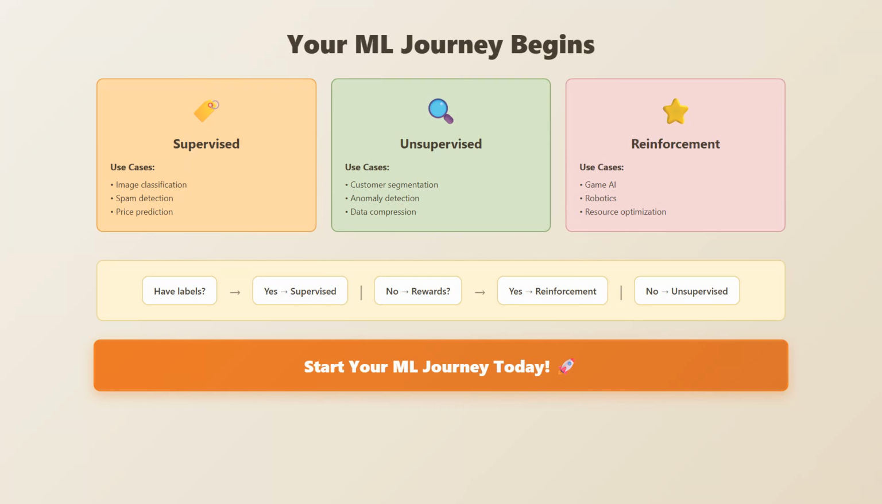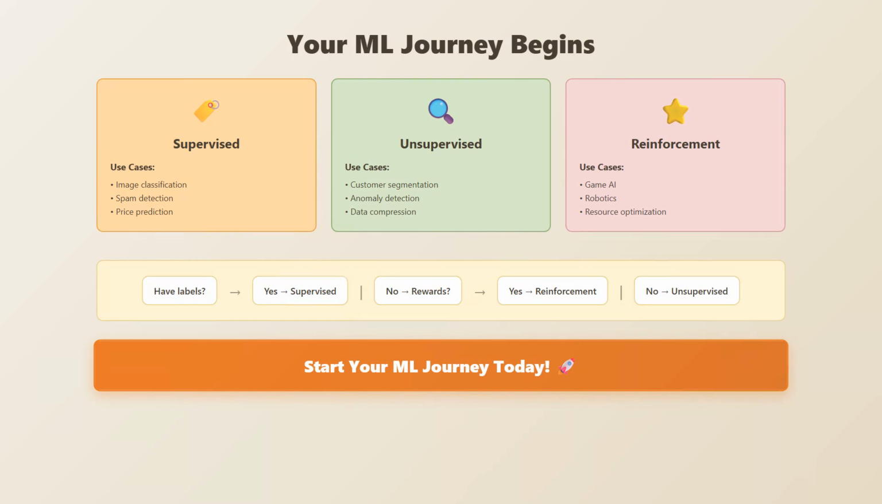Unsupervised learning comes into play when your data has no labels and you want to discover hidden patterns or structure. Use it for customer segmentation, anomaly detection, data compression, or exploratory analysis when you're not sure what you're looking for. It's perfect for gaining insights from unlabeled data. Reinforcement learning is the choice for sequential decision-making problems where an agent must learn through interaction. If you're building game AI, training robots, optimizing resource allocation, or solving problems where actions have delayed consequences, reinforcement learning is your answer. So, how do you choose?